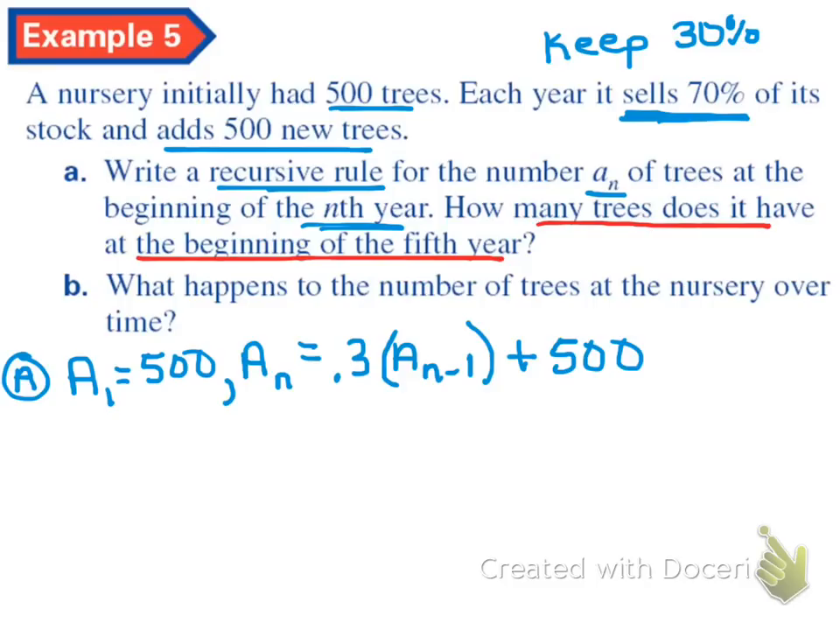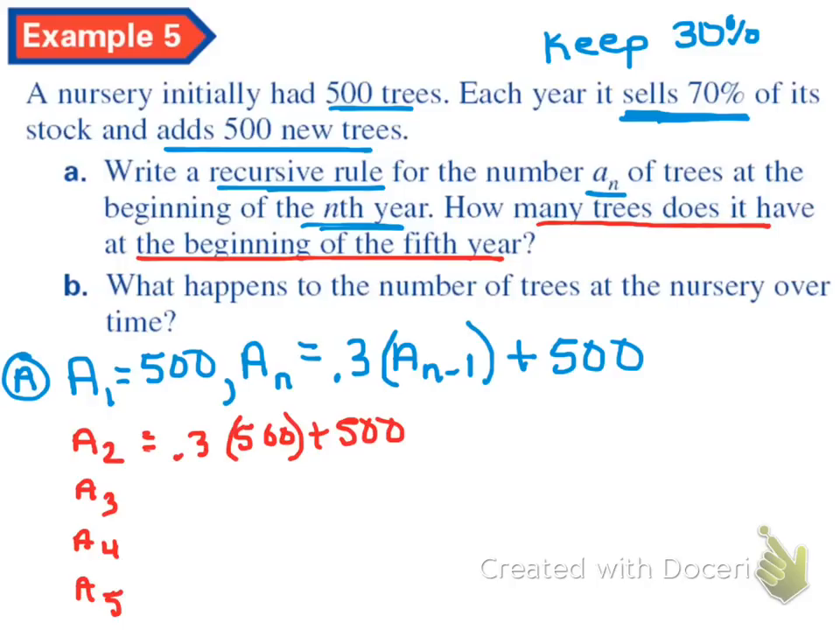So we want to find the 2nd term, the 3rd term, the 4th term, until we finally get to the 5th term. Now, using our calculators, we want to put in 0.3 of the previous amount, which was 500, and then add 500. So using our calculators, we can find that at the beginning of the 2nd year, we had 650 trees.